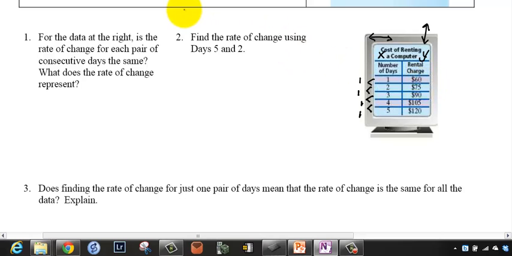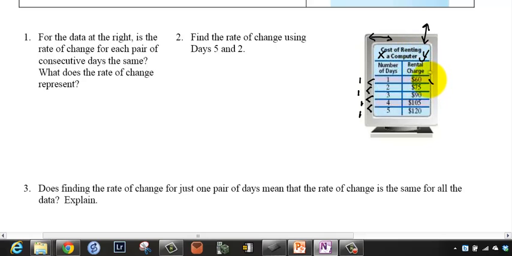So we can start to look at this. It says, for the data at the right, is the rate of change for each pair of consecutive days the same? What does the rate of change represent? So in this case, is it the same? Well, let's check it. That's pretty easy to do. We're just going to look at the 2 consecutive days here, and we're going to see what the change is between them. So how much of a rental charge is there between this for running this computer here?